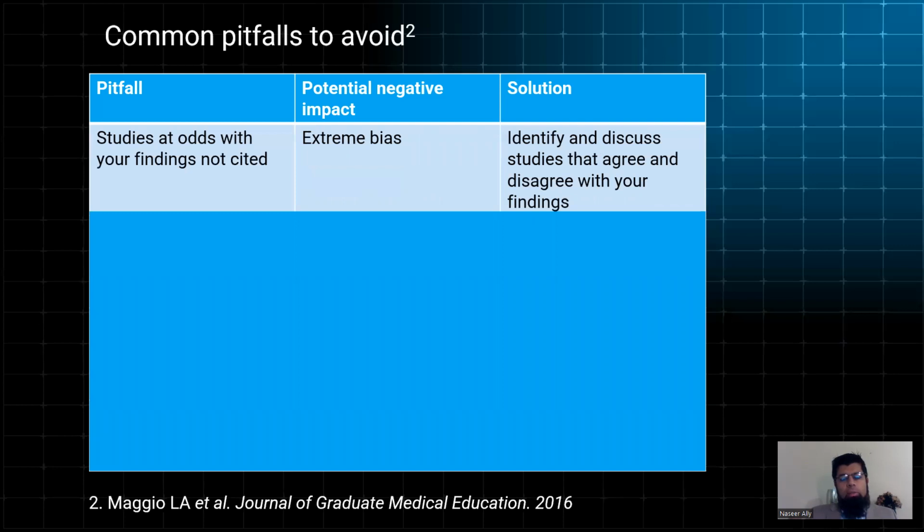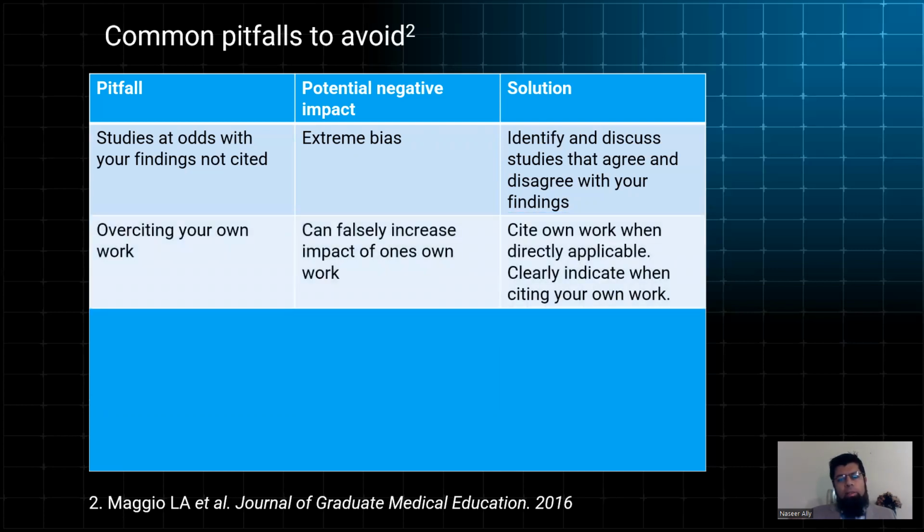With studies sometimes at odds with your findings, you may tend to shy away from those, but that's not a good idea because it then gives extreme bias. So you would be pushing one line of argument that may not necessarily be true for all patients. What you would need to do is to identify why those studies differed. Maybe there was a difference in design methodology. Maybe they used slightly different outcomes, or how they measured their outcomes was different. So you should identify these differences and rather discuss them, as opposed to just leaving those studies out completely.